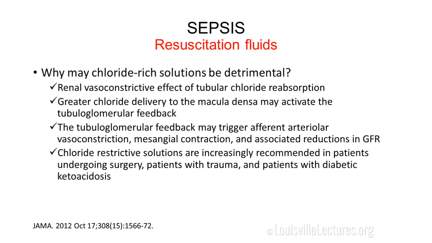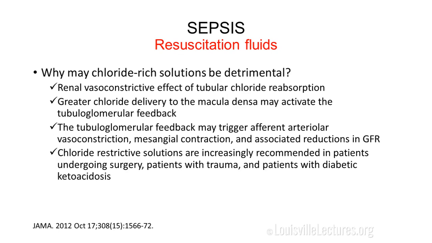So why is that? Why may chloride-rich solutions be detrimental? Chloride has a renal vasoconstrictive effect through tubular chloride reabsorption. Greater chloride delivery to the macula densa may activate the tubuloglomerular feedback, and that may lead to vasoconstriction and reduction in GFR.